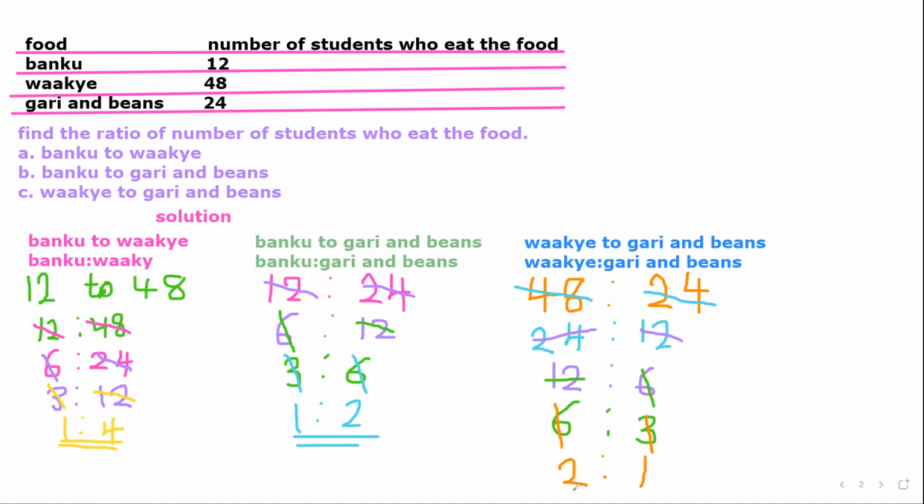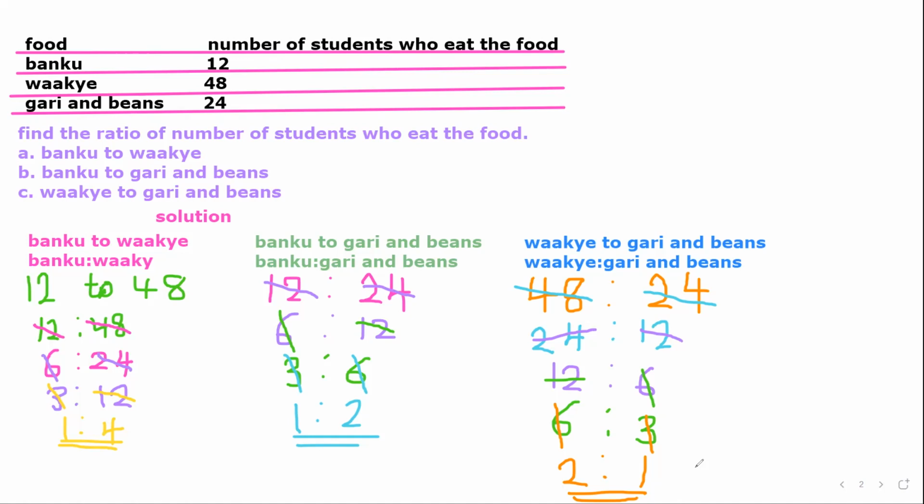Okay. So therefore, the relationship between Wache to Gari and beans is 2 to 1, which means that out of 3 students, 2 people prefer Wache over Gari and beans. Only 1 person prefers Gari and beans.